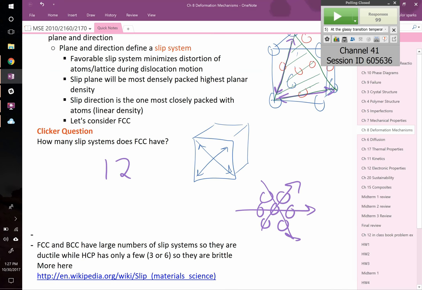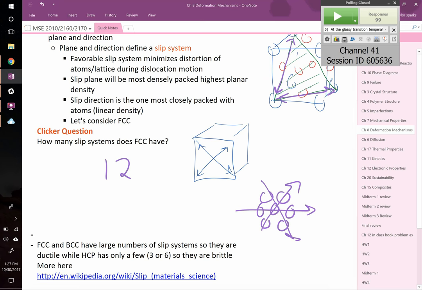If you have a different symmetry crystal that isn't cubic, that number tends to be lower. And I'm not gonna have you calculate those for anything. They get a little bit more complicated. So I'll just say for this class, all you need to know is that FCC is gonna be the most ductile metal because it has the highest number of slip systems. Hexagonal or body centered cubic ones tend to have fewer and they tend to be less ductile.